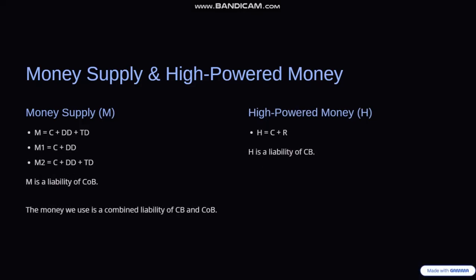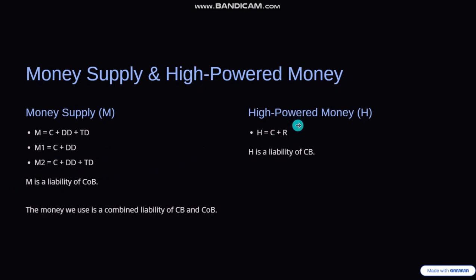Let's talk about money supply and high powered money. That's an important concept. So money supply, or M, is basically our C, that means the currency outside bank, plus our deposit and time deposit. M1 is basically narrow money, which includes C plus DT. And M2 is basically broad money, which includes all the three.